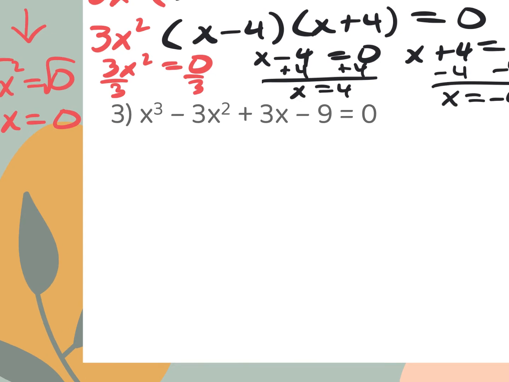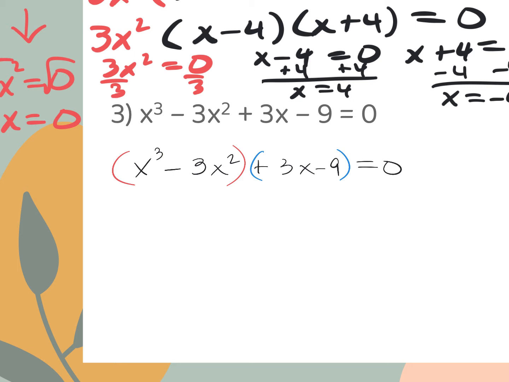Notice it's a 4-term polynomial. So first thing I'm always going to do is check to see, is there a GCF I can divide all 4 by? There's not. So I'm just going to factor by grouping. So I'm going to go ahead, let me just rewrite it. X to the third, 3x squared, plus 3x minus 9 equals 0. I'm going to make 2 groups.